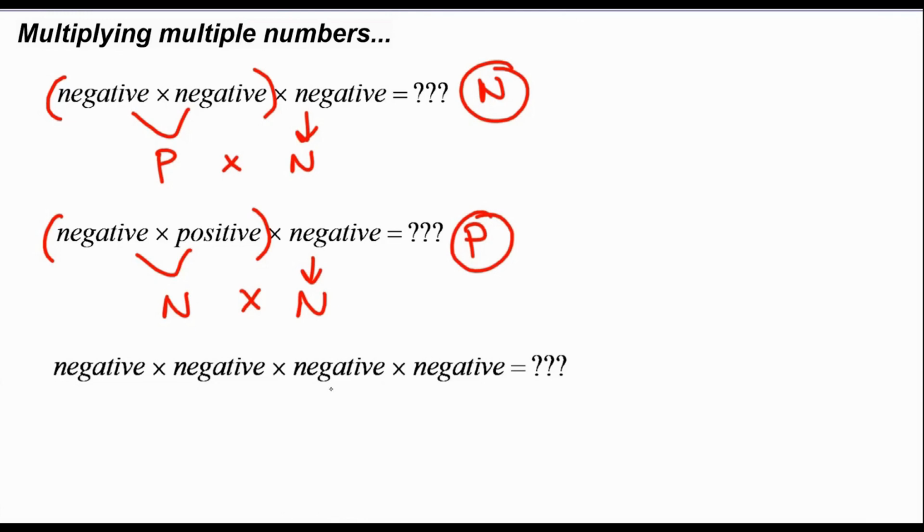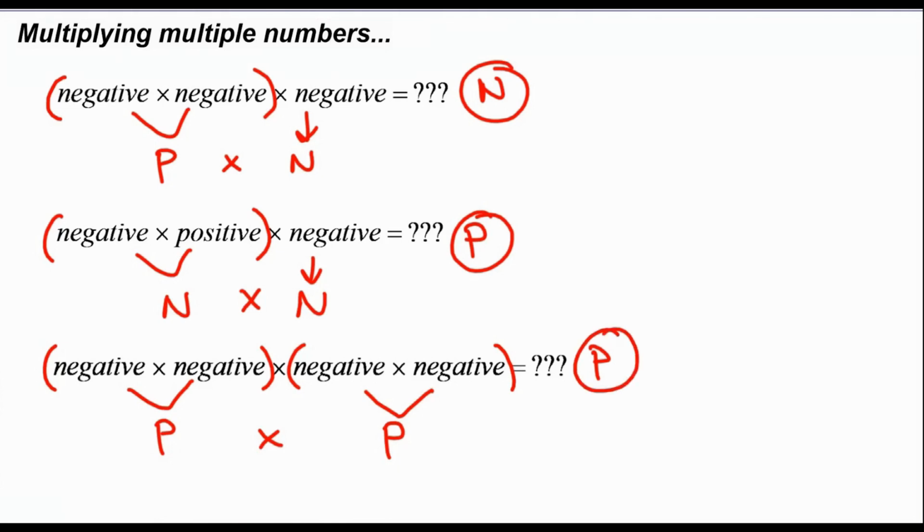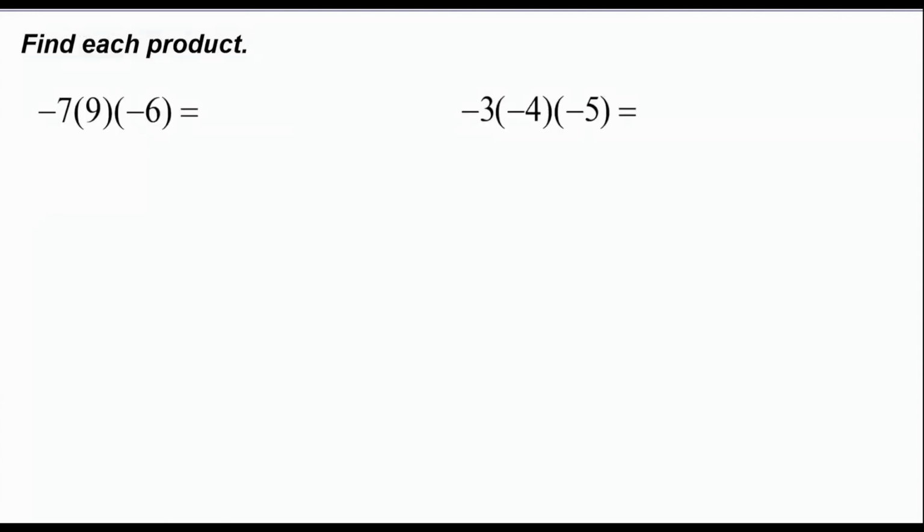So how do you think this last one is going to turn out? Negative times a negative times a negative times a negative. Well, if we take them 2 at a time, I'm actually going to group these together. This negative times this negative is positive, and this negative times this negative would be positive, and the positive times the positive would end up positive. So when we're multiplying more than 2 integers together, we have to take them 2 at a time. So let's practice that here with these 2 examples.